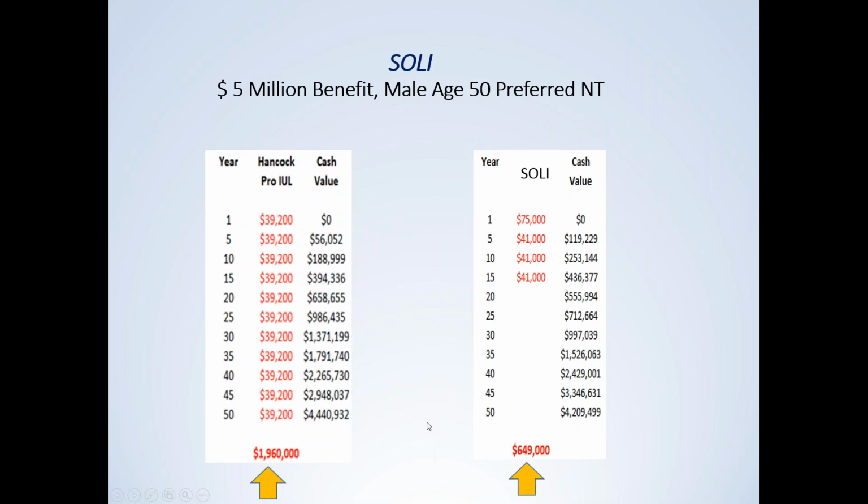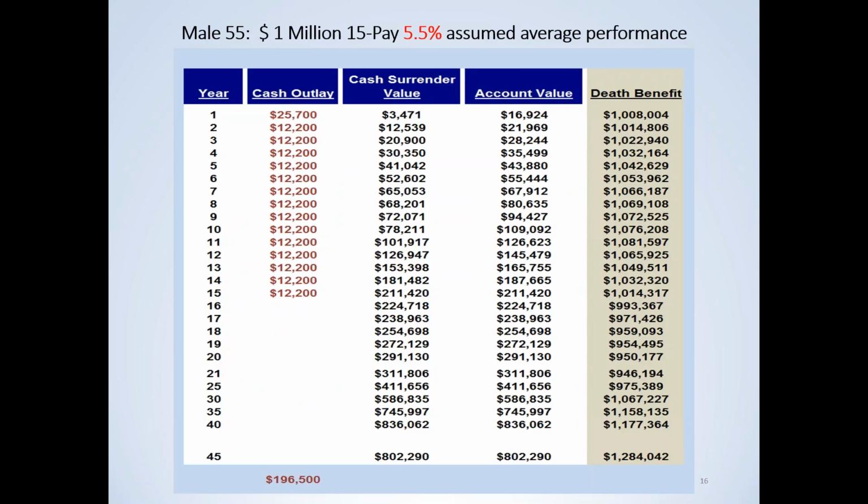So now you've won the case because you humiliated your competition by coming in at 649 instead of $1,960,000. Now, this is 55. We're going to go quickly through some sample ages because I know we don't have all day and you guys are busy, but I want to get right to the point. This is a male 55, 1 million, 15 pay.